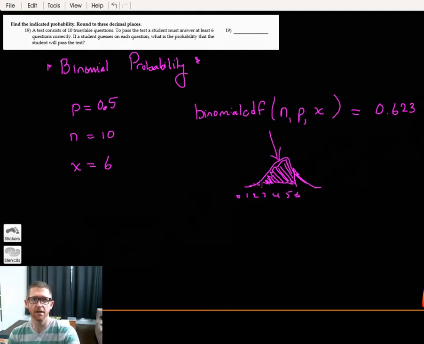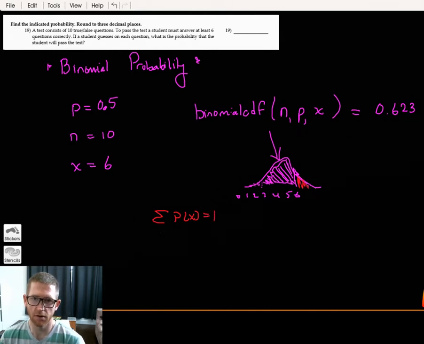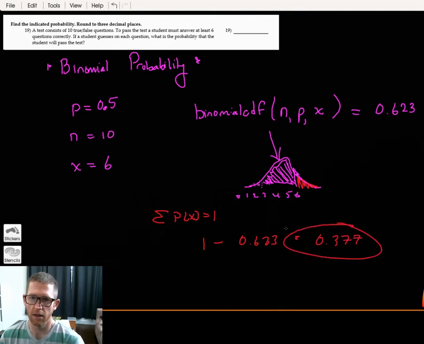So how do I find the probability that randomly you would guess 6 or more? Well, it's just a leftover, right? So we know that the total probability, all of the probabilities individually add up to 1. So to find this leftover, we would just do 1 minus the 0.623 to get about 0.377. So that's the probability that the student will pass the test guessing at random for 10 multiple choice questions.